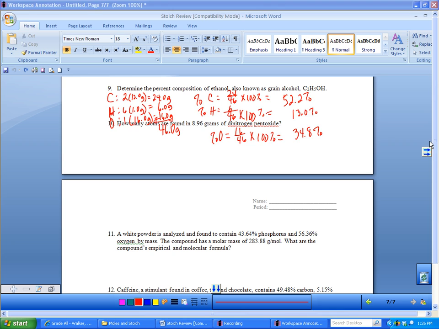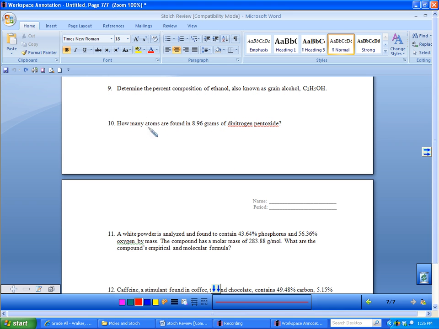Okay. All right. How many atoms? Oh, be careful. People still miss this one on the retest. I want to find the number of atoms in 8.96 grams of dinitrogen pentoxide. Oh, pentoxide, hello. N2O5. Let's fix that. So I said 8.96 grams of N2O5.